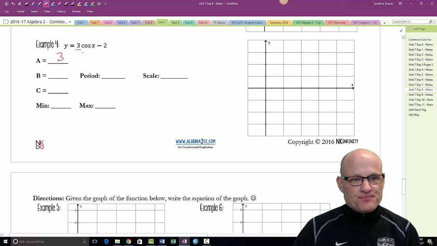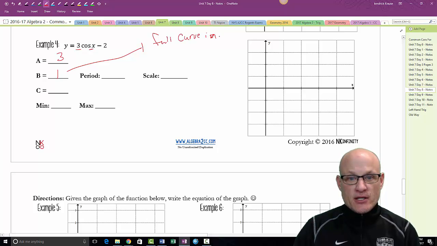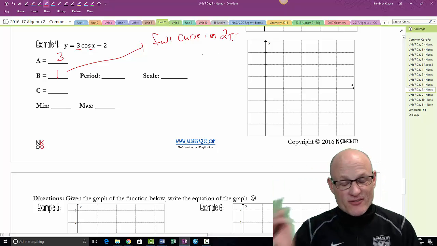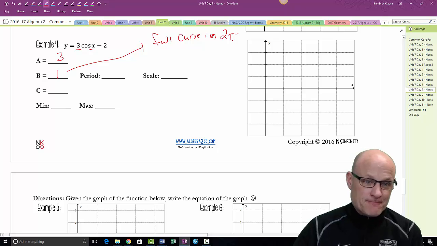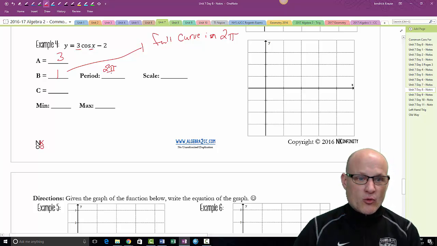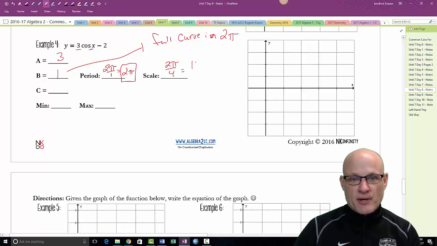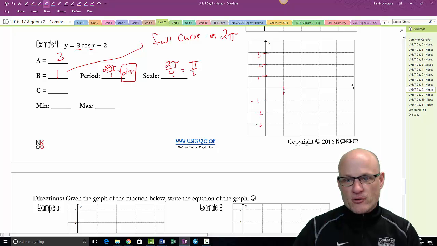Amplitude is 3. There it is, right in front. My B value is 1. What does that mean? One full curve in 2 pi. So that means I'm just going to have one curve. That's going to be a lot nicer than that last one, because that last one was kind of a pain. So my period is 2 pi over 1, or just 2 pi. That means we're going to start with a max and end at a max at 2 pi. My scale factor is just 2 pi over 4, which is really pi over 2. 1, 2, 3, negative 1, negative 2, negative 3, pi over 2, pi, 3 pi over 2, and 2 pi.